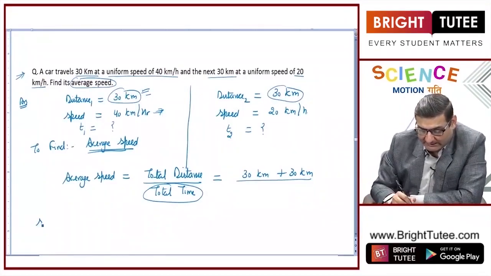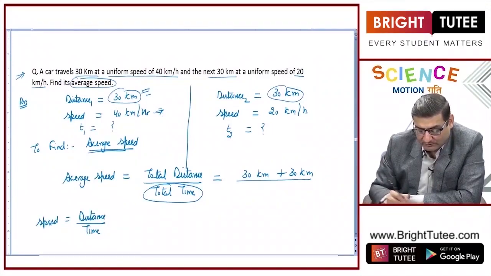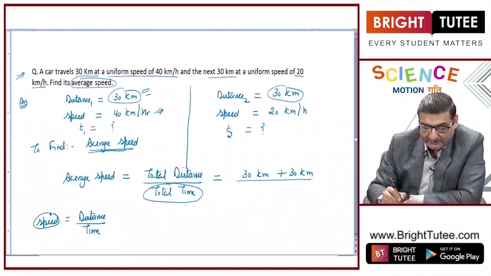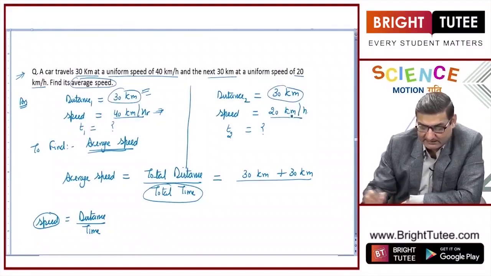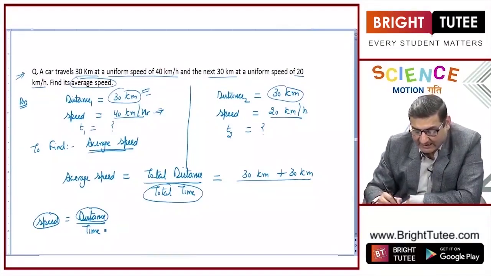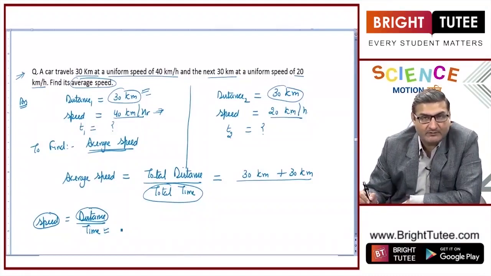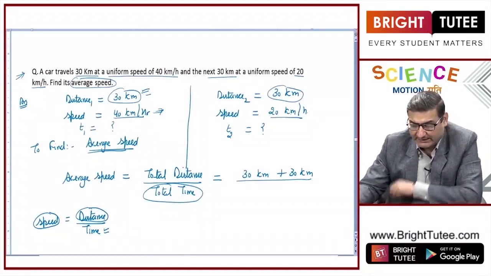We know that speed is equal to distance upon time, right? So speed is given to me as 40 kilometers per hour in this case and 20 kilometers per hour in this case. Distance is given to me as 30 kilometers and 30 kilometers respectively. I can get the value of time. So, let us find it.